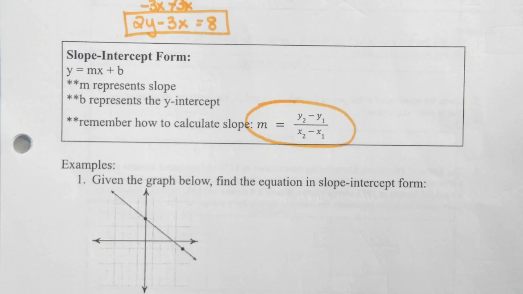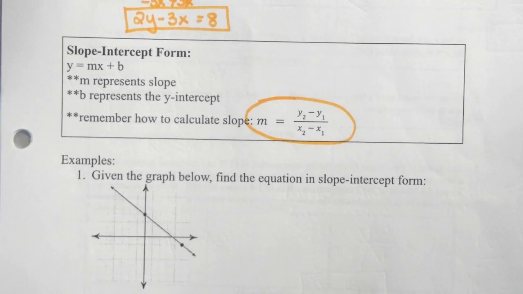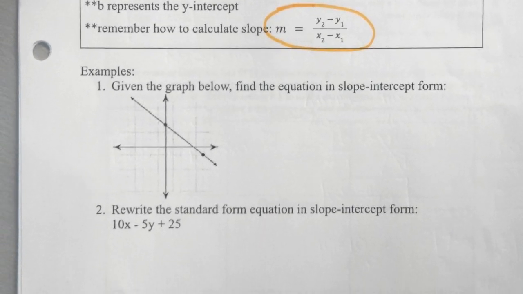Okay, we only have 3 more examples. Are you ready for some examples of slope-intercept? Woo, we're so excited. Okay, good.